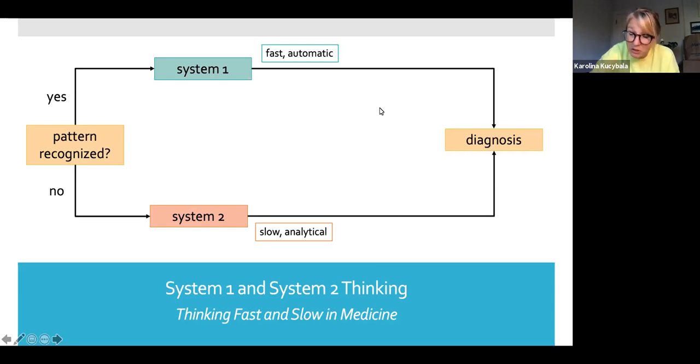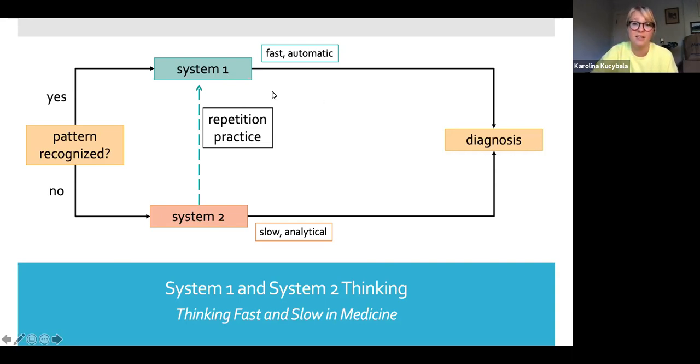You probably will start out intern year more in System 2 thinking, right, as you learn how different illnesses present. But over time, with experience, you will end up activating System 1 thinking.